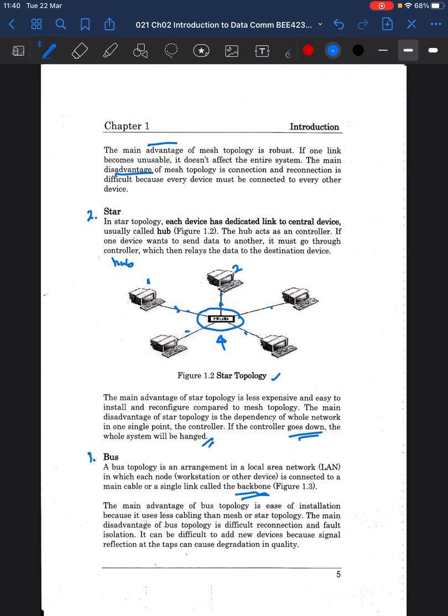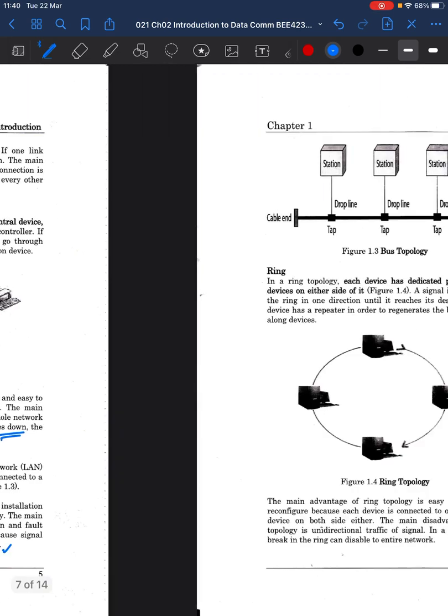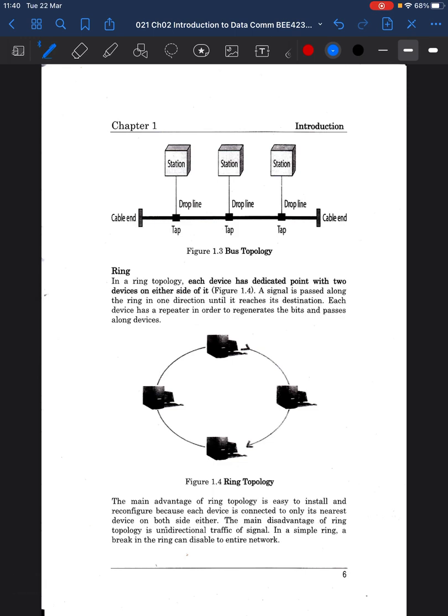The main disadvantage of bus topology is difficult reconnection and fault isolation. It can be difficult to add new devices because signal reflection at the taps can cause degradation in quality. So let's look at bus. This is the example for bus topology where you have this, the backbone, and this is node 1, node 2, node 3. So all these devices are connected to the backbone. So you have the advantage and disadvantage of this bus.